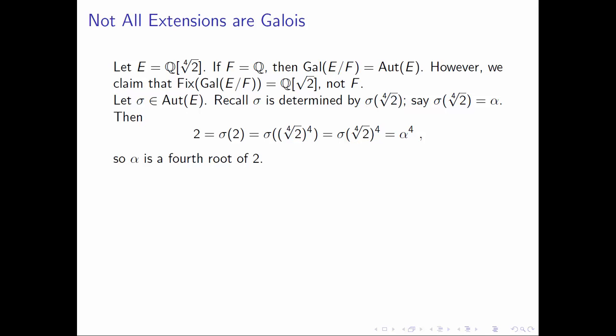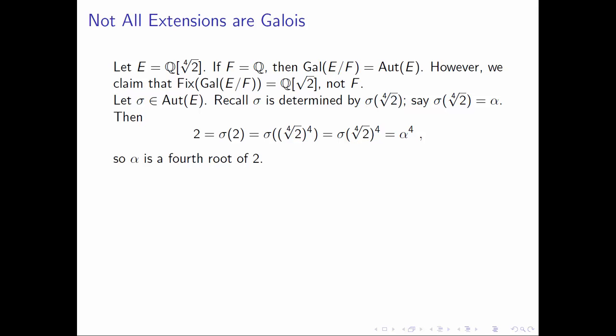Let's let E be the rational numbers adjoining the fourth root of 2. So if F happens to be the rational numbers, then the Galois group of E over F is the whole automorphism group of E. This is sort of the preliminary example that we did earlier. However, we're going to claim that when we compute the fixed field of the Galois group of E over F, we don't get the rational numbers. What we get is the rational numbers adjoining the square root of 2.